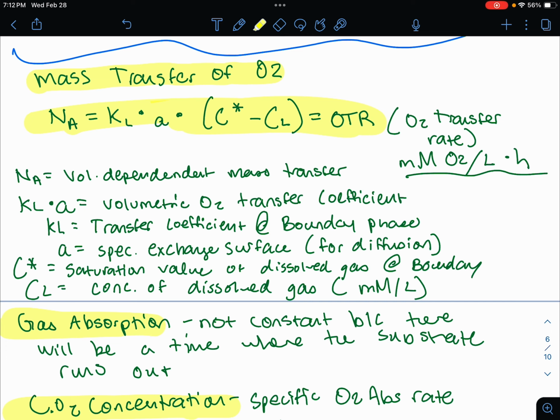The variables, again: N_A is volume dependent mass transfer. K_L is the transfer coefficient at boundary. A is the specific exchange surface for diffusion. C* is saturation value of dissolved gas at boundary. C_L is concentration of dissolved gas. And K_L times A as a unit is the volumetric oxygen transfer coefficient.